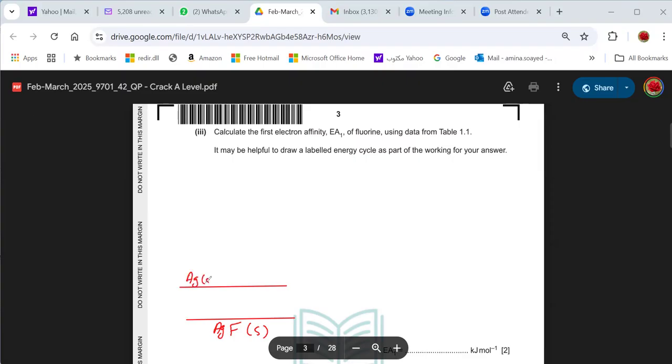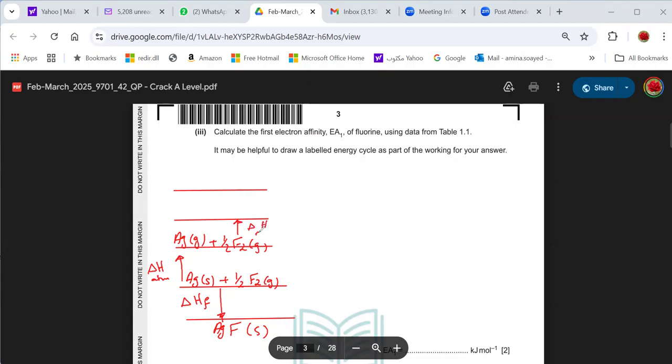So here we have silver solid plus half fluorine gas, and by enthalpy change of formation, it will form the silver fluoride solid. And then we know that the silver solid will change into silver gas by the enthalpy change of atomization of silver, and the fluorine is the same. And then using the enthalpy change of atomization of fluorine, it is going to change to the fluorine atom in the gas state. And here we have the silver atom in the gas state.